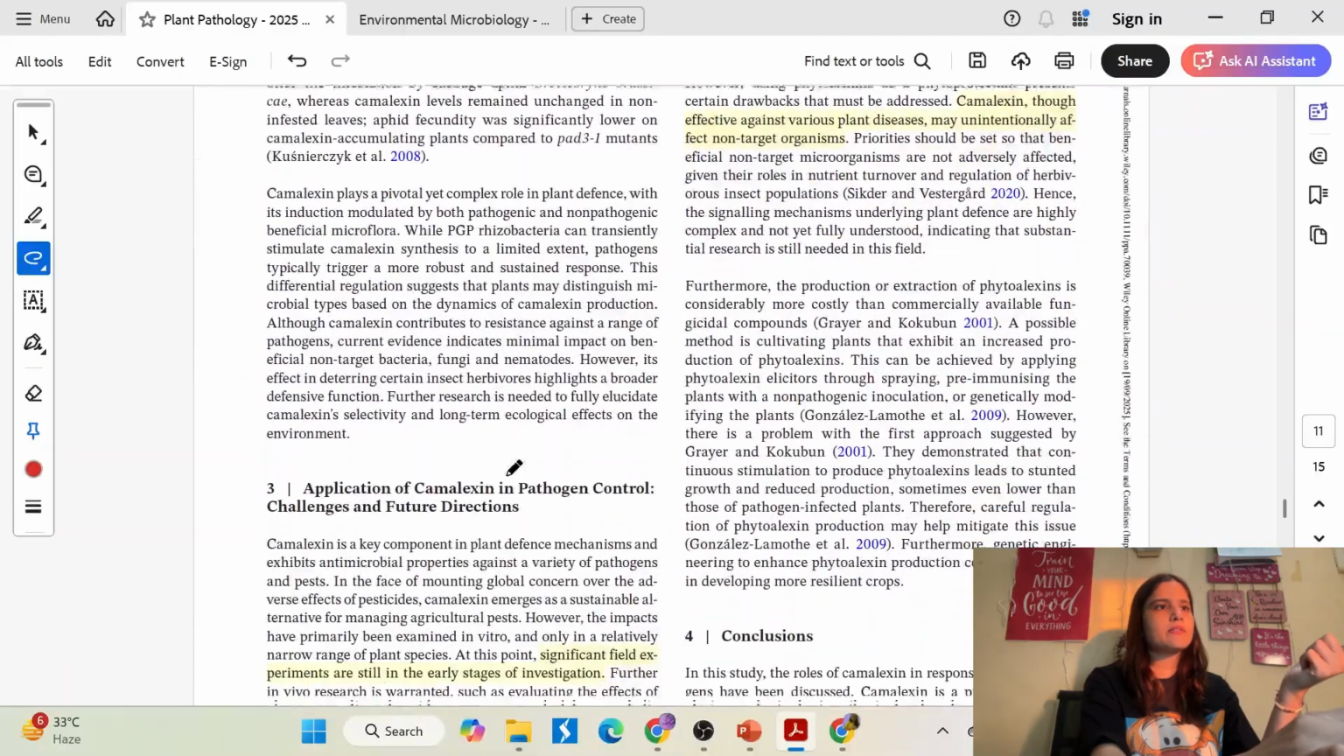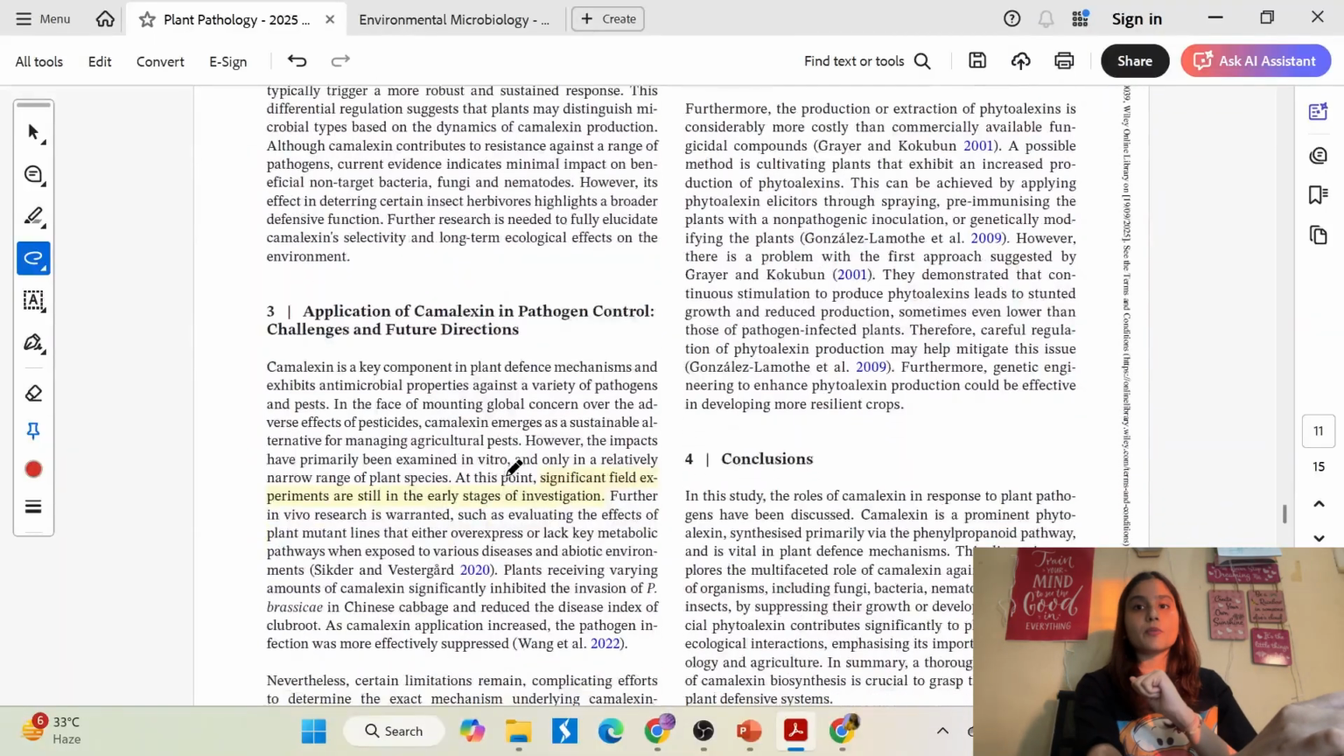Okay, so lastly they have stated about the application of camalexin in pathogen control. Like in the present scenario, several formulations, both biocontrol agents as well as green formulations, have been utilized in the field or in laboratories for studying their suppressive effect on the pathogen, right? So is it possible to study these phytoalexins also as a biocontrol agent directly in nature?